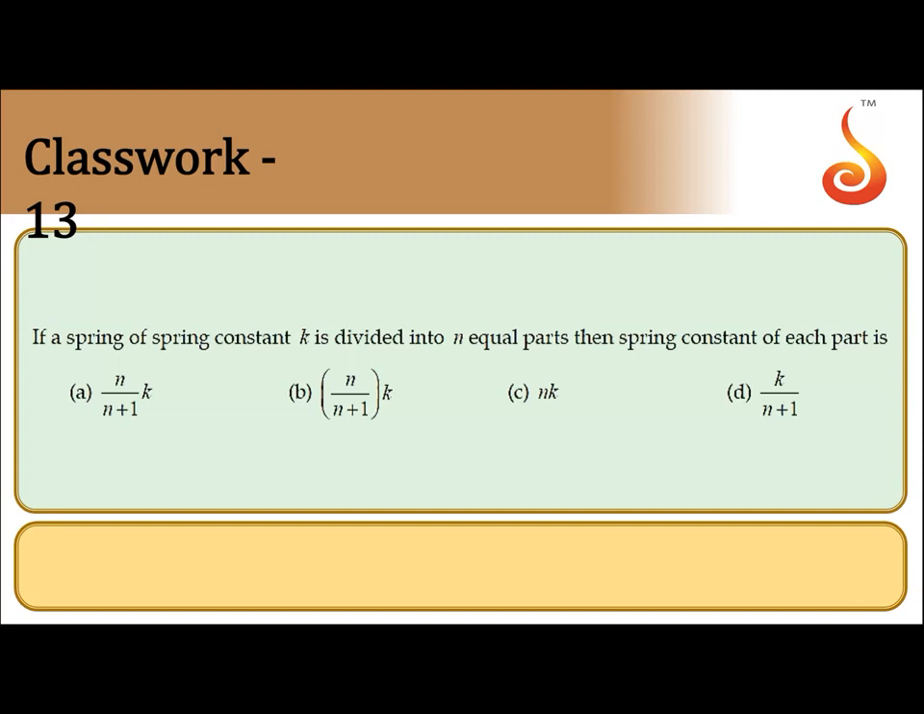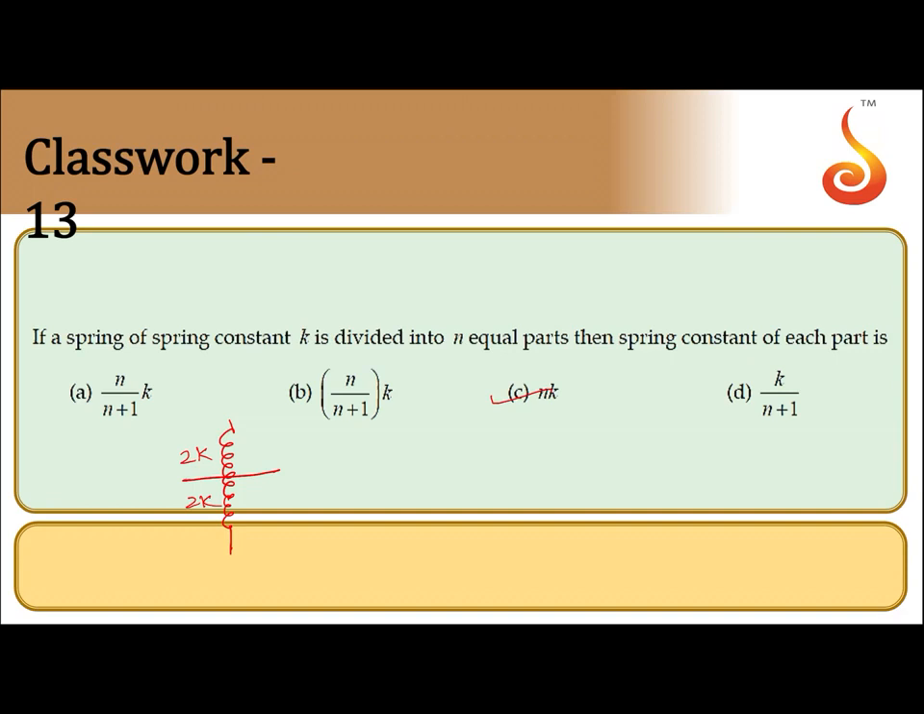If a spring of spring constant k is divided into n equal parts, then spring constant of each part is. So when a spring is cut into 2 equal parts, each part will become 2k. So this is a direct question. If I divide a spring into 2 equal parts, the original spring constant is k, if I divide it, it will become harder to stretch. So its spring constant increases. If you make it 2 parts, each part will have double the spring constant. This is 2k, this is 2k. Now if you make it n parts, it will become nk.